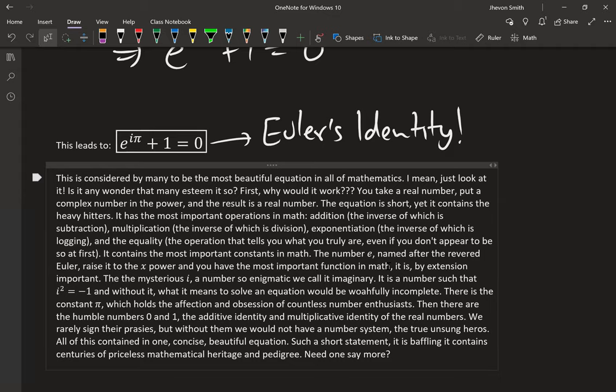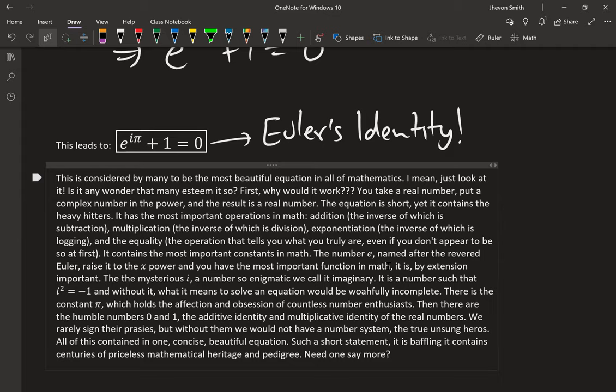Then there's the constant pi, which holds the affection and obsession of countless number enthusiasts. Then there are the humble numbers 0 and 1, the additive identity and the multiplicative identity of the real numbers respectively. Now, people rarely talk about those. No one geeks out over 0 and 1, but without them, you wouldn't have a number system. They're the unsung heroes.